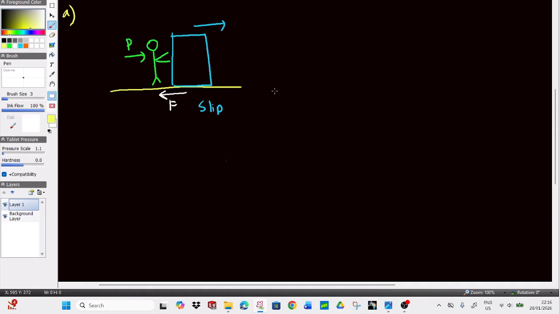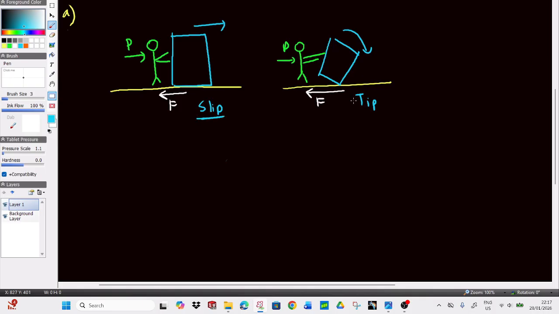Or it could be a tip condition, right? The crate could actually fall down. Maybe the guy pushed the crate, and instead of moving forward, what actually happened is that he applied a force of P, and the crate started to tip over, regardless of the frictional force applied on the crate itself. So it's a tipping condition. So there are two assumptions: it'll either slip or it will tip. Okay, so that's for part A.